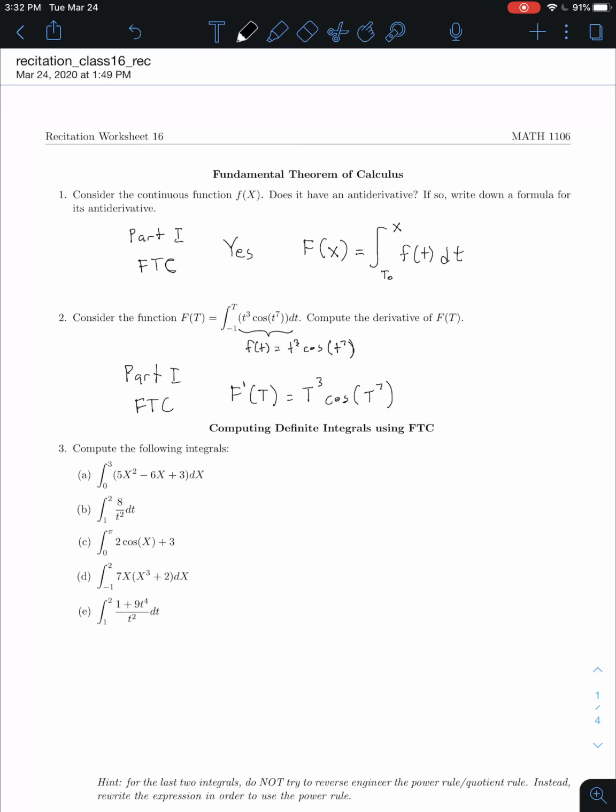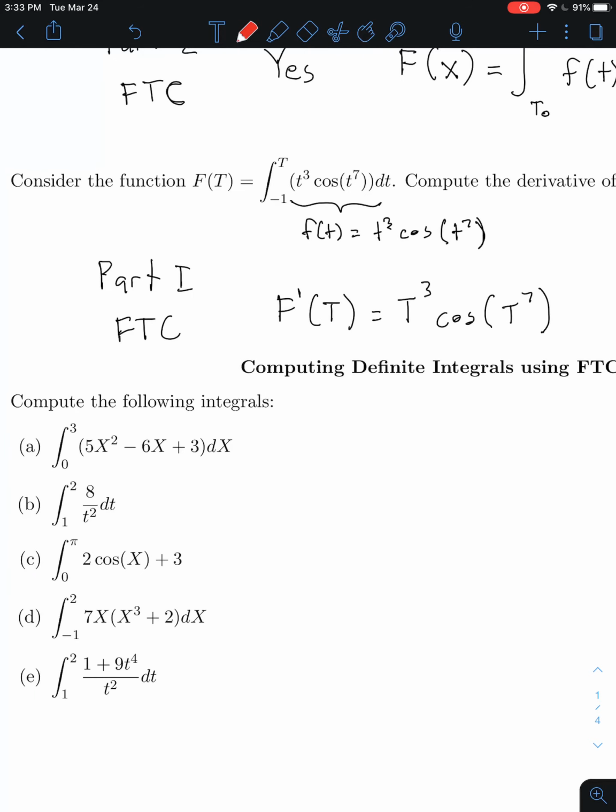Now question 3 is going to make use of the second part of the fundamental theorem. This is the part where we compute an integral by taking the antiderivative and then computing the value of the antiderivative at the endpoints. So let's take a look at question A. Here we're given an integral from 0 to 3 of some polynomial function. And what we want to do to start is take the antiderivative of the function inside of the integral. Here, this is just using the power rule for integration, or power rule for antiderivatives.